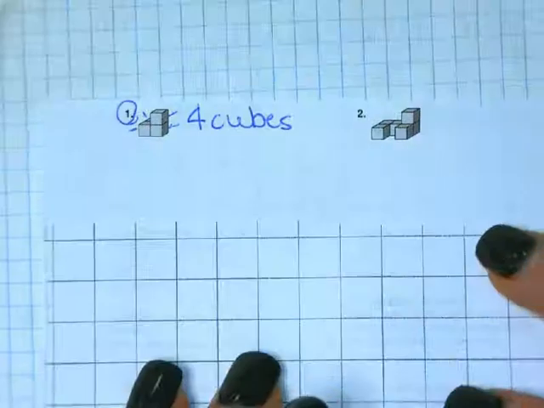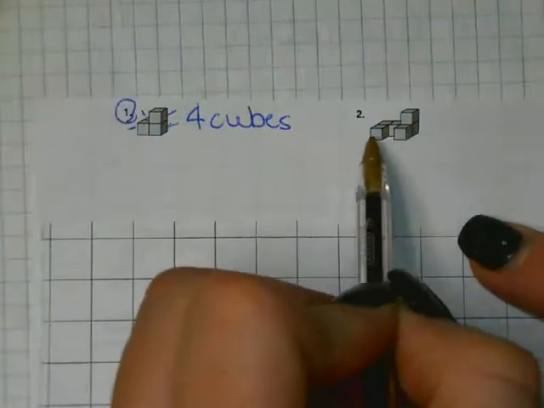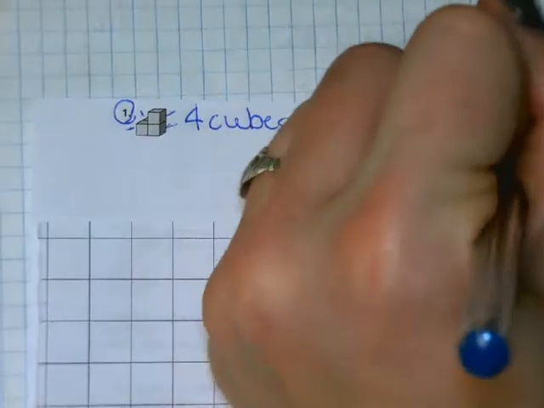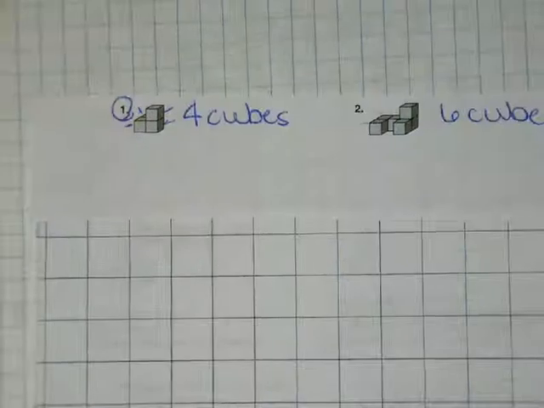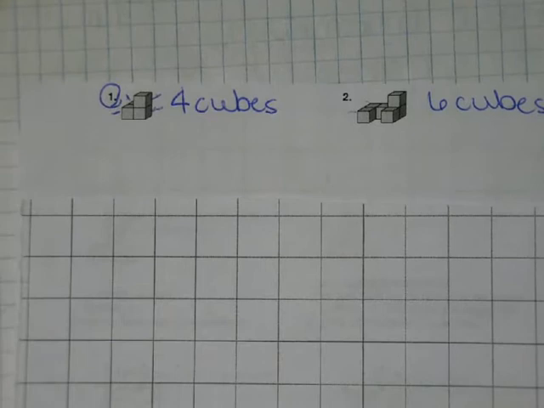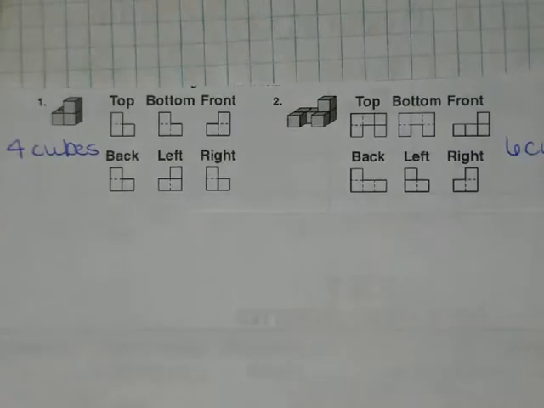And you want to challenge yourself? Go ahead and try this one. There's a total of 1, 2, 3, 4, 5, 6 cubes in this picture. So go ahead and push pause and see if you can sketch out your 6 orthographic views. All right, and welcome back.